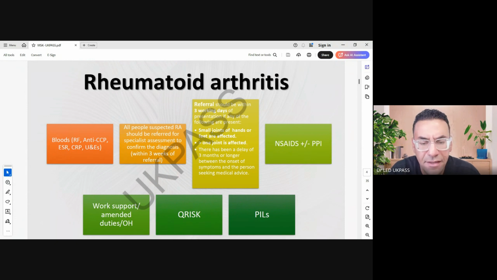Of course, if there has been a delay, if the patient is telling you, doctor, it's been ongoing for quite a while now as well, then yes, at that point, the patient needs to be seen, ideally within 3 days' time. This is very important. So it's always 3 days' time if the patient is fulfilling these criteria.